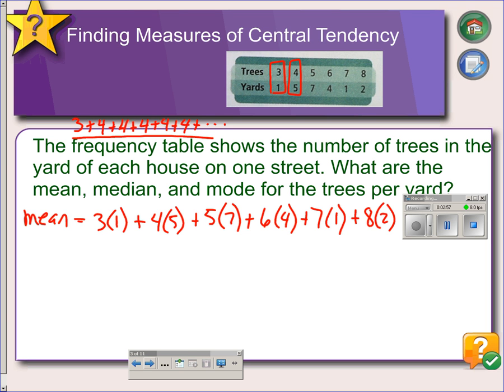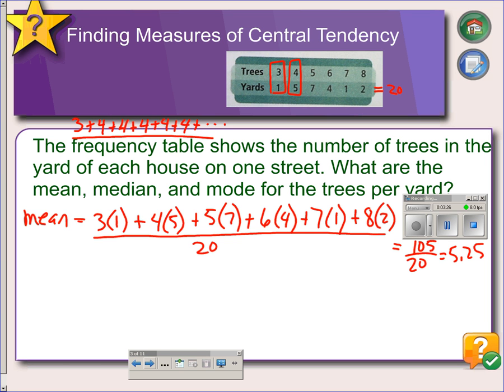So if we add this all up, this will tell us how many trees we have, and then we need to divide by how many yards there are. So if you add up this bottom row across here, you'll find that it comes out to 20 yards. So then we can divide that. The top of this thing comes out to 105. Dividing that by 20 gives us 5.25. So the average number of trees per yard is 5.25.